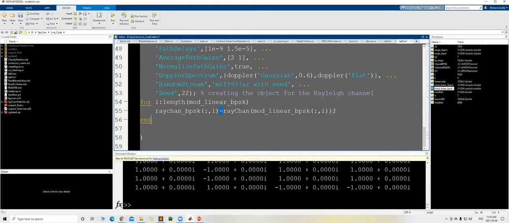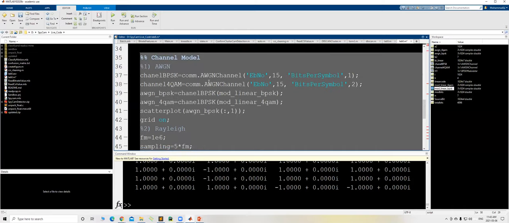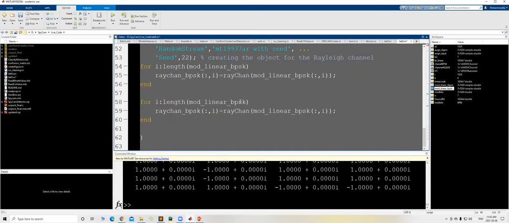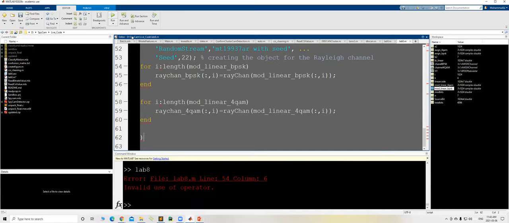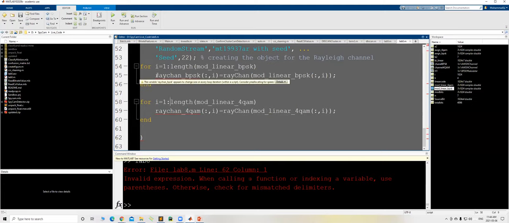Okay, so after this, you should do the same for the 4QAM. So just copy this one and paste it here. Instead of this one, you should use the 4QAM, which is this one. So use this one, and let's make it 4QAM. And I think that's it. Oh, I is equal to 1: length of this one, and then this is equal to I is equal to 1: length of that one. Some problem here.